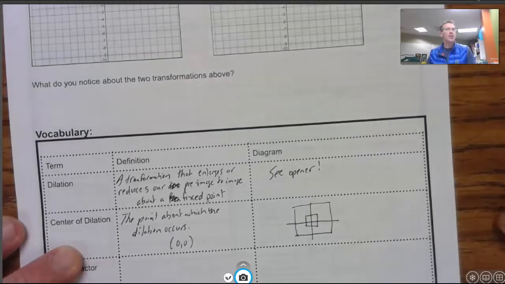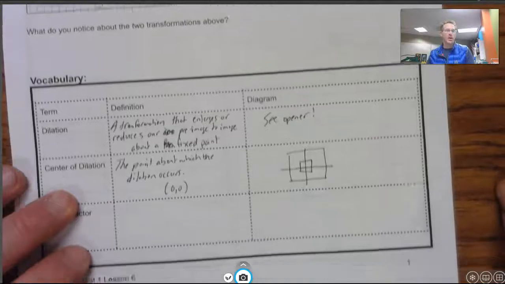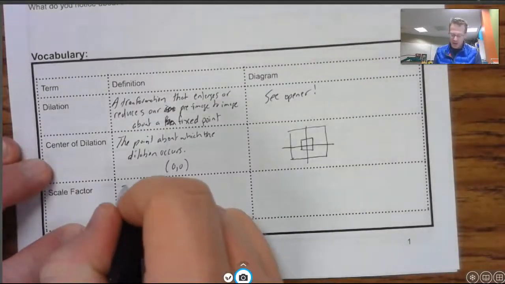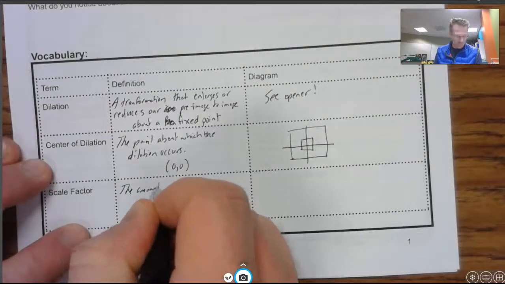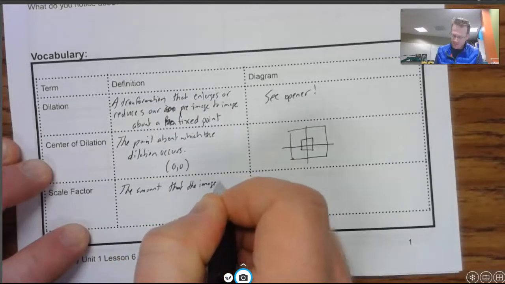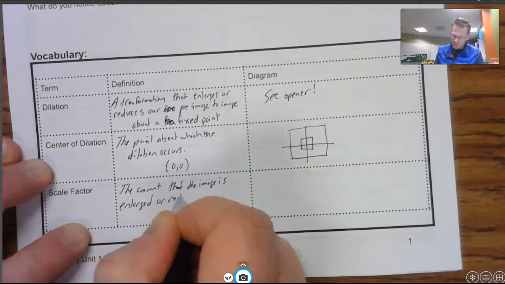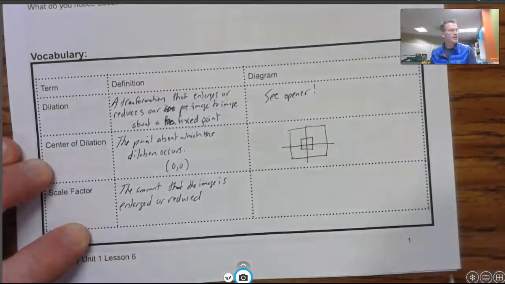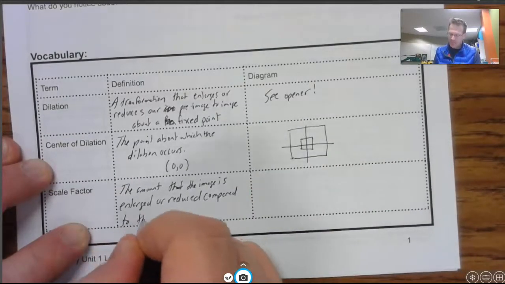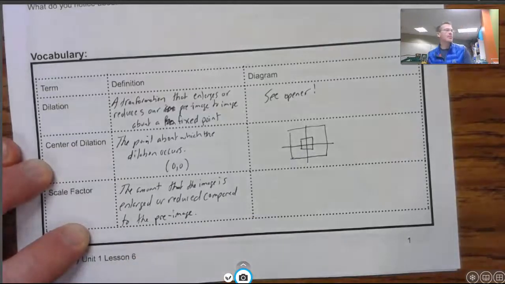Now, notice when we look at this, we're enlarging or reducing. What we call that enlargement or reduction of our pre-image to image, we call the scale factor. This is the amount that the image is enlarged or reduced compared to our pre-image.